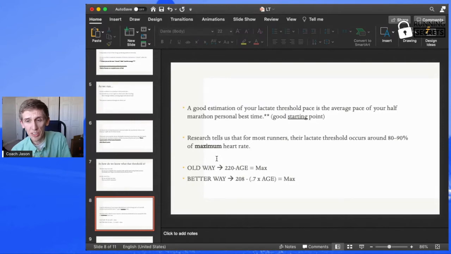So research tells us that for most runners, their lactic threshold occurs around 80 to 90% of your maximum heart rate. Now, these percentages kind of differ depending on what book you read. I've seen values anywhere from 75% to about 90%, I've seen this 80 to 90. I've heard a good rule of thumb that says to just stick to about 80%. There's all kinds of values there. So for today, we're just gonna talk about 80 to 90% of your max heart rate.